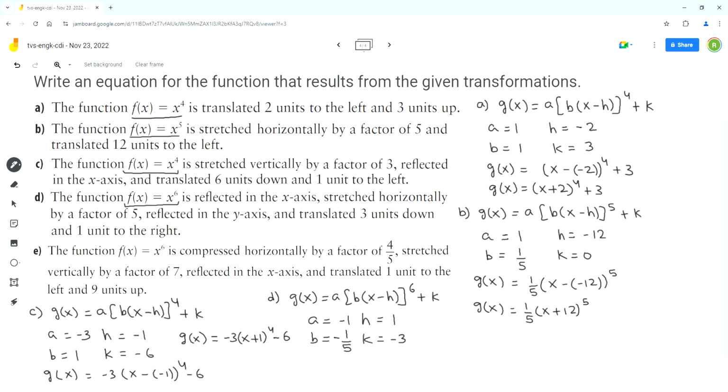Now we can write the transformed equation. For a, we can just write the negative sign. B is equal to -1/5. So this should be the final answer for part D. Now we can answer part E.